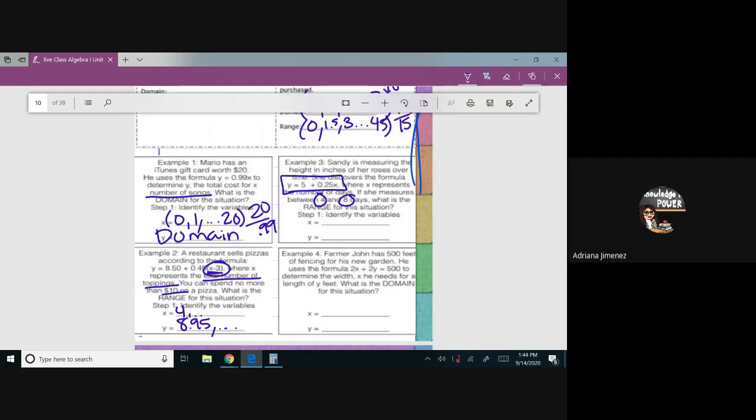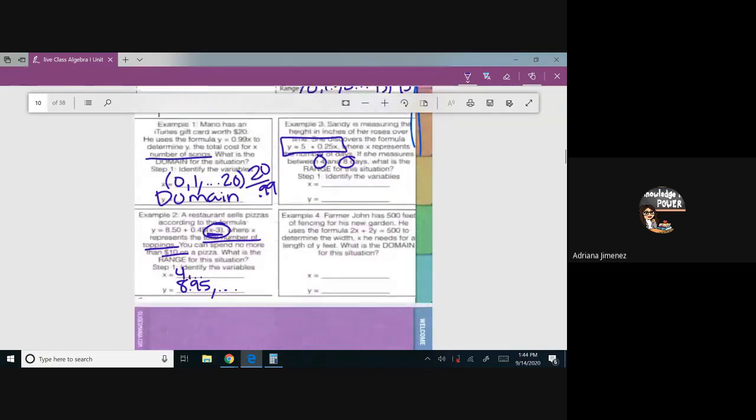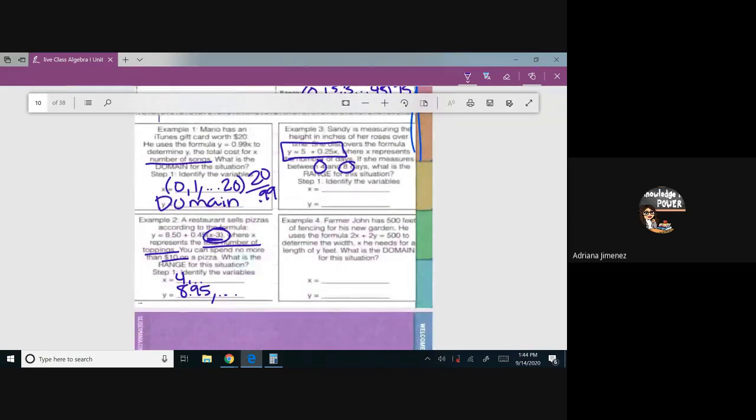I'm kind of running short on time. I only got 45 minutes left, and I want to go into Tuesday. Are we okay with discrete and continuous and domain and range?